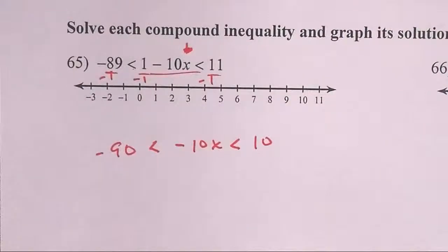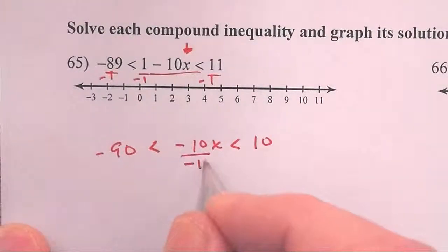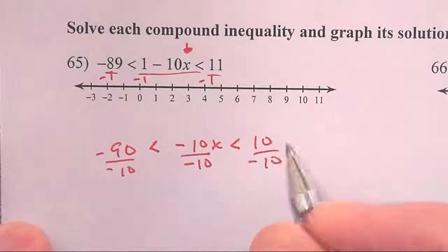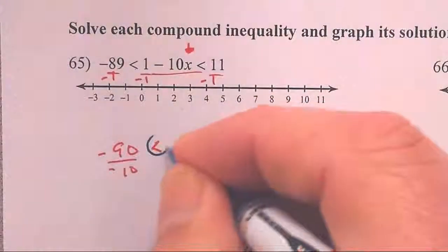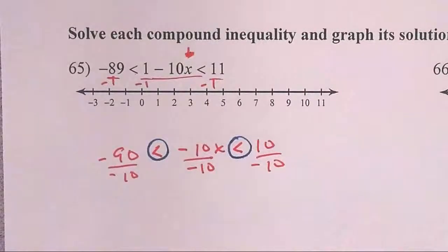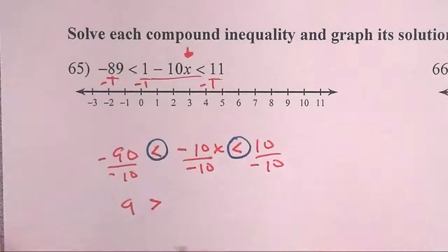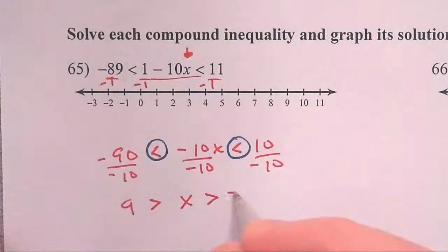And then careful. The next thing I'm going to do is rescue a negative using division. Does that have a familiar ring to it? If we rescue a negative using multiplication or division, the signs change. So I get +9 is greater than x is greater than -1.